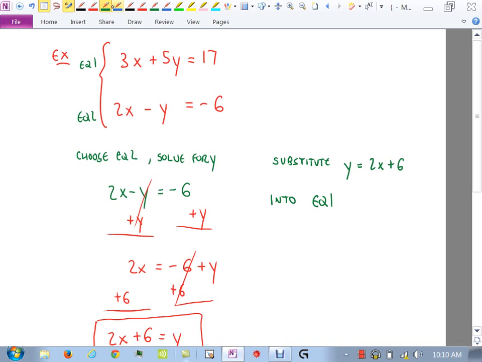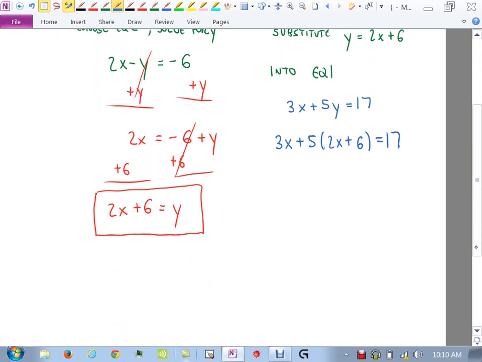So I'm going to write the equation I didn't use. 3x plus 5y equals 17. I'm going to replace what with what here? The y with the 2x plus 6, right? And then I still have equals 17. And now I'm going to solve this linear equation in one variable. So I distribute 5 through. 3x plus 10x minus 15 equals 17.